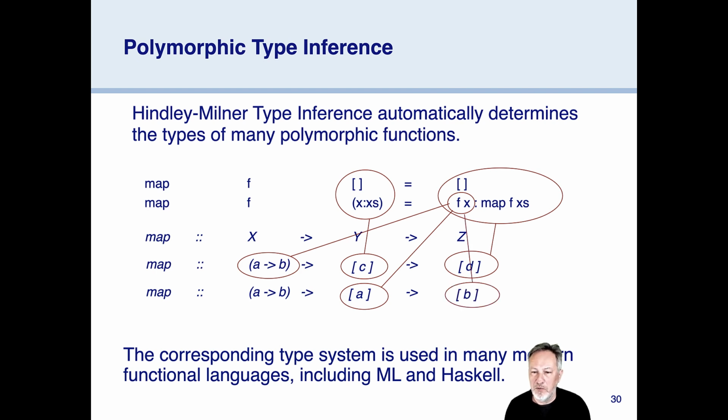And finally, we see the result of f of x must be a b, because the result of applying f to something is going to be a b. And this is an element of the list in the result. So that means d and b must be the same type. So let's unify them as well. Now we've used all the information that's available to us, and essentially we're done now. So this is the type that we can infer for the map function.